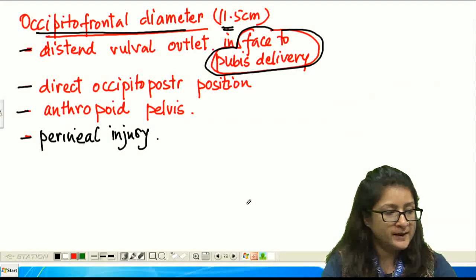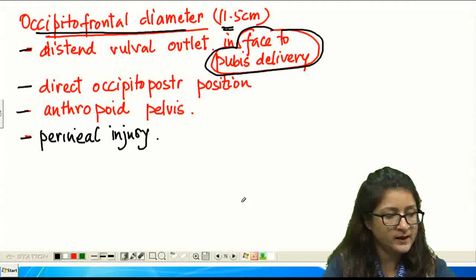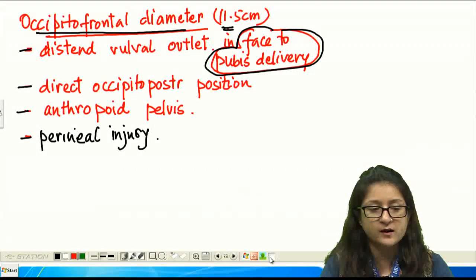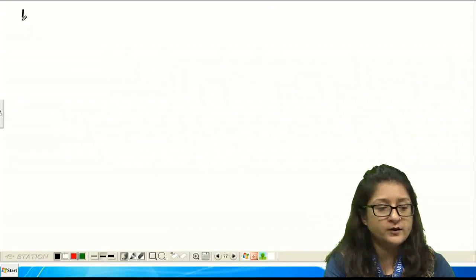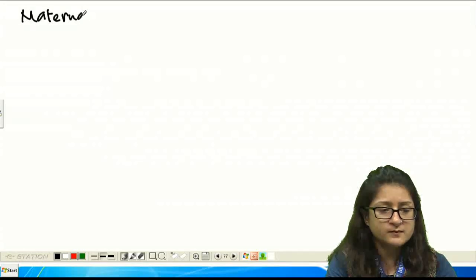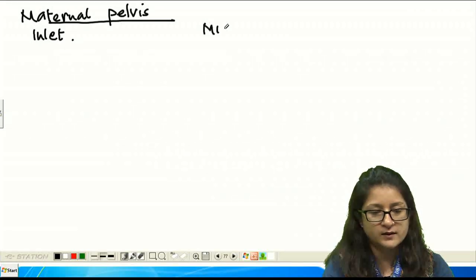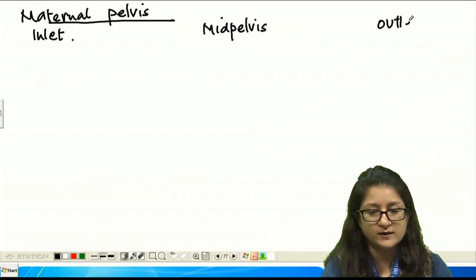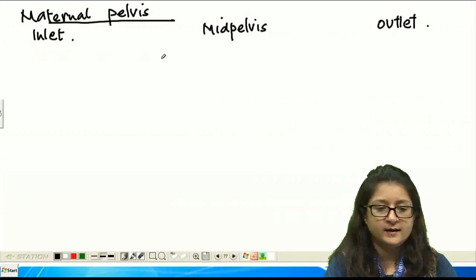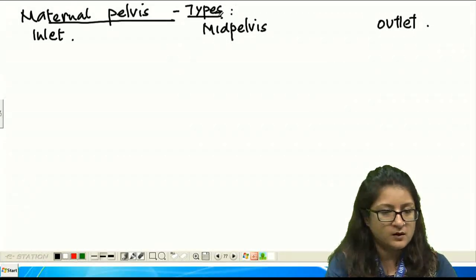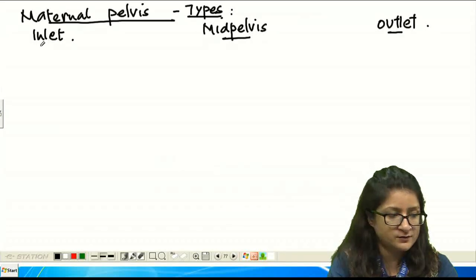Alright, coming on to the maternal pelvis. What are the important points that you should remember about the maternal pelvis? We are going to talk about the important points in the inlet, the mid pelvis, and the outlet, and we're going to talk about the types of pelvis. So these are the important bits that we have to remember.